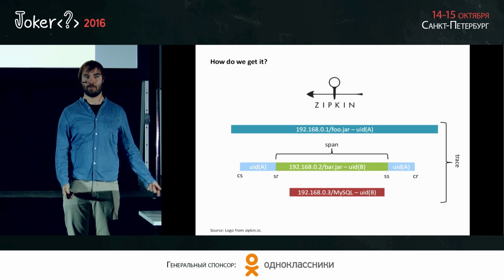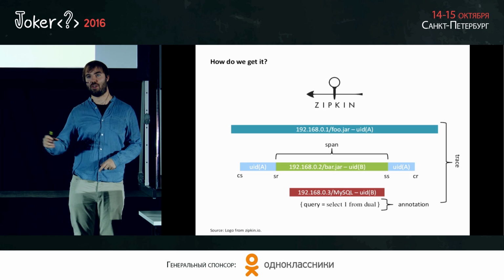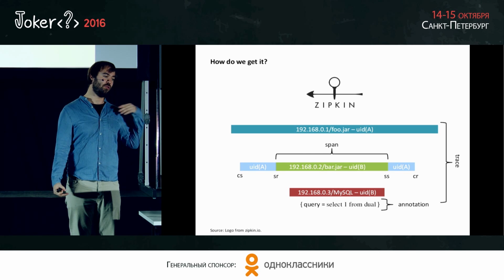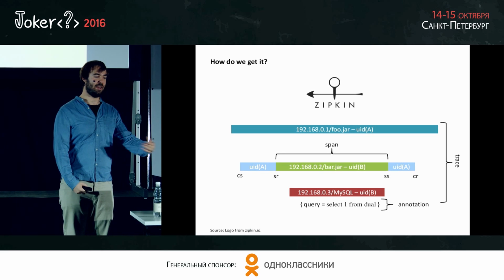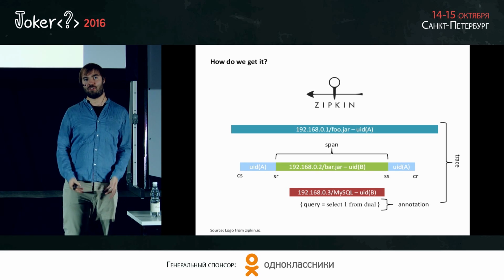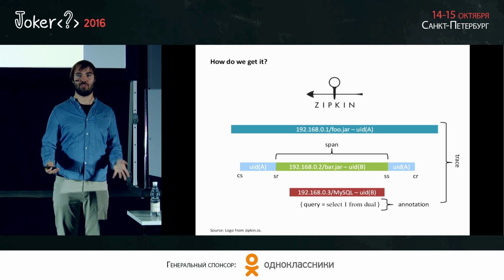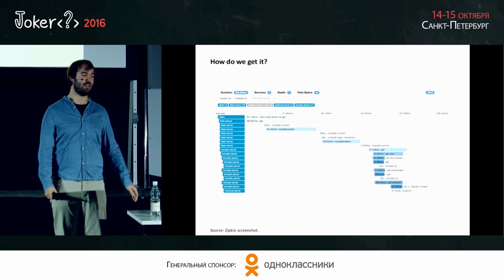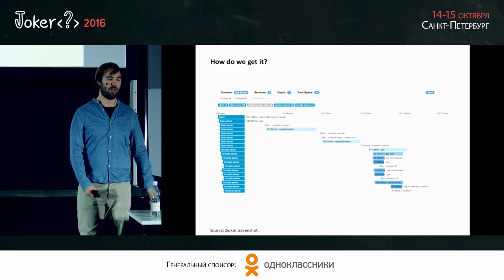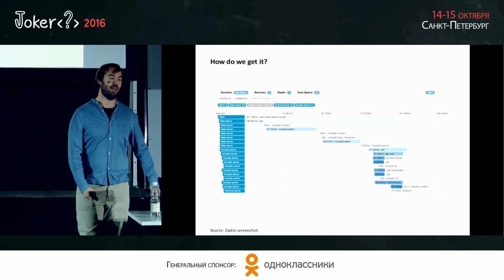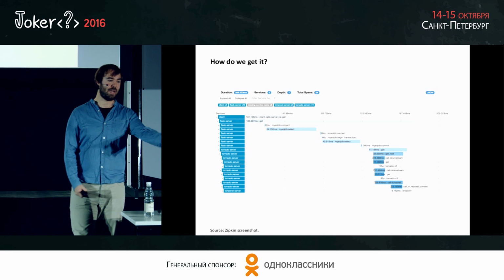And with the Zipkin model, you can also annotate every span with random information. Like you can say, okay, this is my SQL call, this was a query doing select one from dual, and then you would be able to go into your GUI and see what happened. This is how Zipkin looks in the front end. It's open source, it's for free, Apache 2 license, so you can download this and you can use it, of course. And this is what you get out, right?